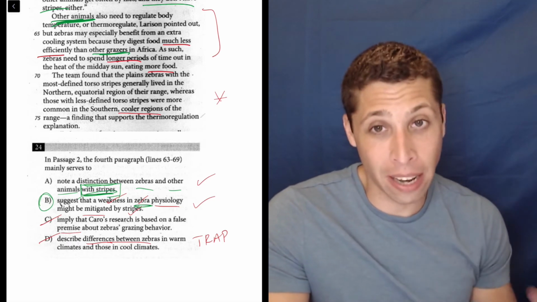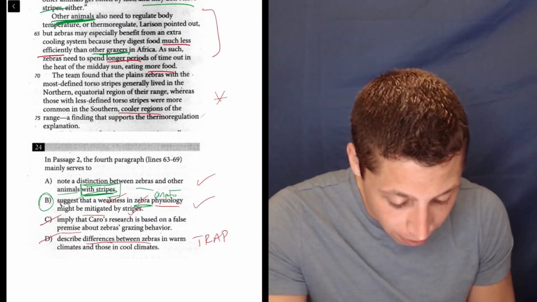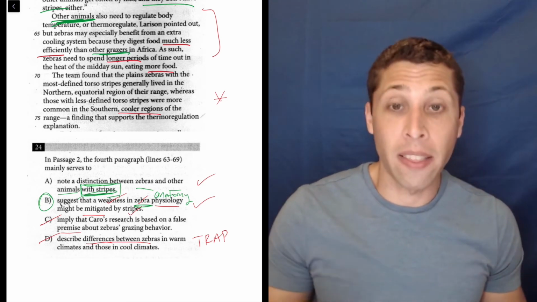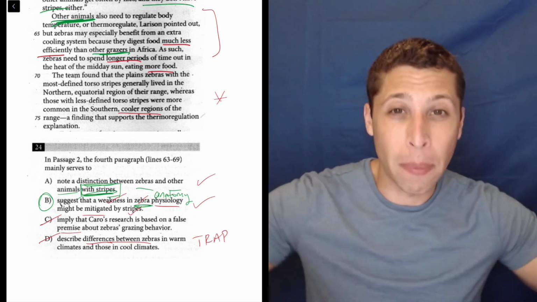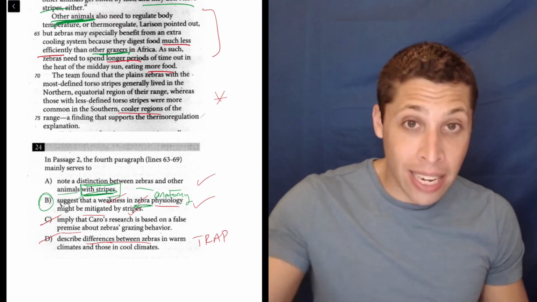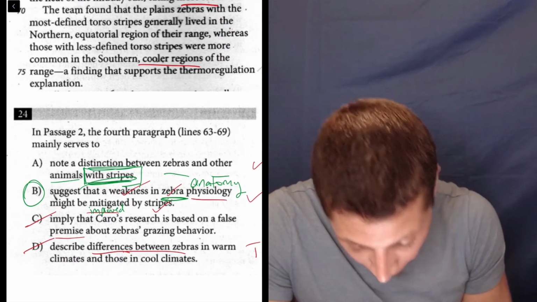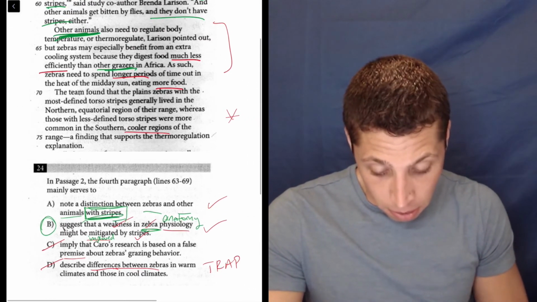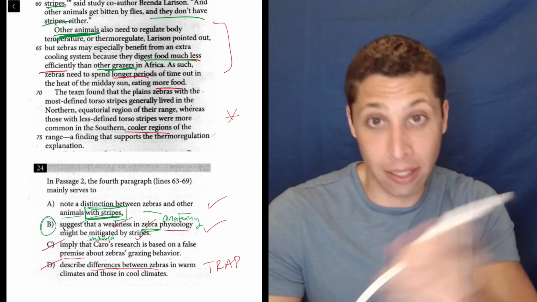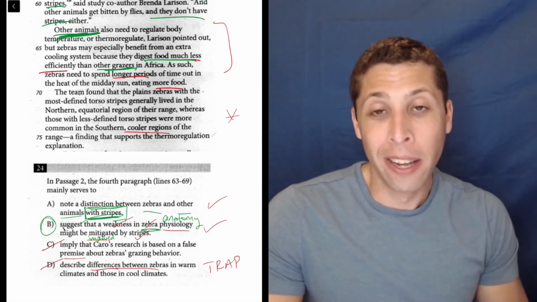So let me help you with B, and I think it's even clearer why that's the right answer once we know these words. So physiology is basically another word for anatomy, right? Like the bodies of the zebras, the fact that they have stripes, or in this case, the fact that they digest food slowly. It's something about their anatomy. It's something about the way that zebras are built. That's their physiology. And it's mitigated, or improved, fixed by stripes, meaning the fact that zebras digest food slowly and inefficiently, a weakness, a bad thing that zebras do, is fixed or compensated for by the fact that they have stripes.